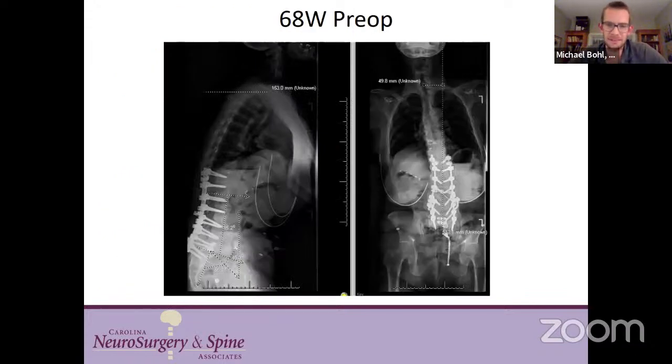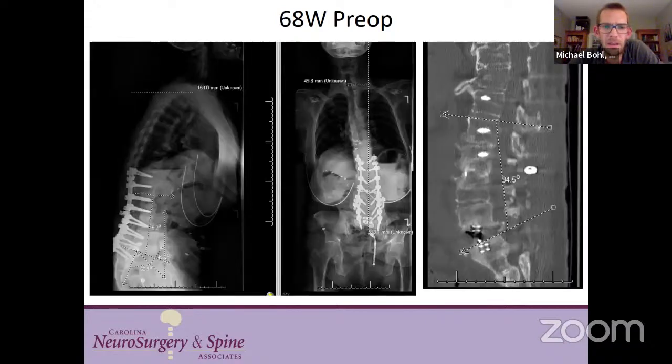Here are her pre-op standing scoliosis films. Her SVA is over 15 centimeters. Her pelvic incidence is 65, 66 degrees. Her lumbar lordosis is 15, so about a 40-degree mismatch, and her pelvic tilt is 45 degrees. So even with tremendous effort to retrovert her pelvis, she's still 15 centimeters positive, and a little bit of coronal imbalance, borderline at 5 centimeters.